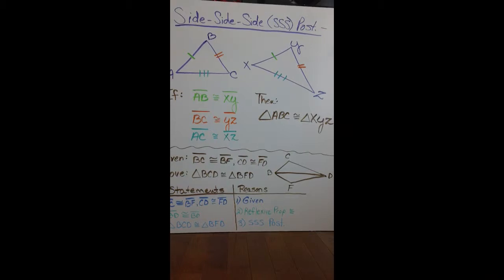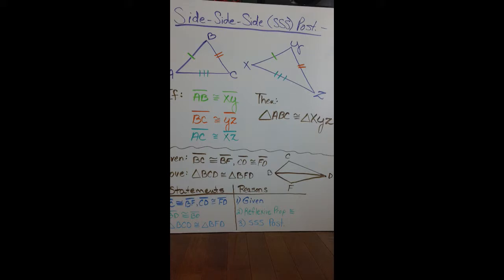Two triangles can be proven to be congruent without having to show that all corresponding parts are congruent. What we're going to start with is the side-side-side postulate, or the SSS postulate. The side-side-side postulate states, if the three sides of one triangle are congruent to the three sides of another triangle, then the two triangles are congruent.